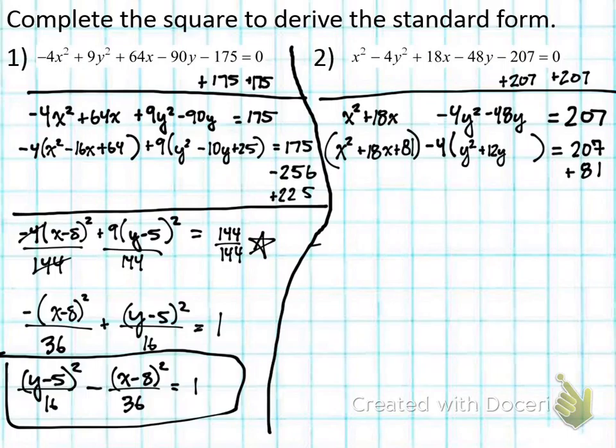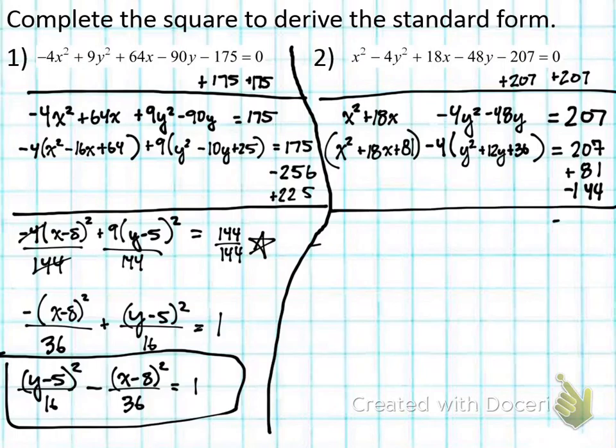Good. Now let's do the y terms. What's half of 12? 6. 6 squared is 36. So I'm going to add 36 on the left side, but how much am I really adding or subtracting? 144. What am I doing with 144? Subtracting 144, right? Because 36 times negative 4 is negative 144. So we need to make sure we subtract that. Did y'all get that?